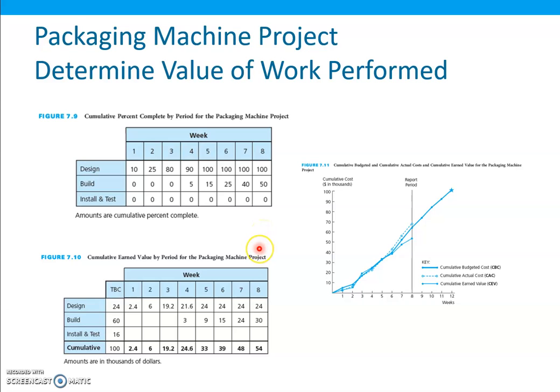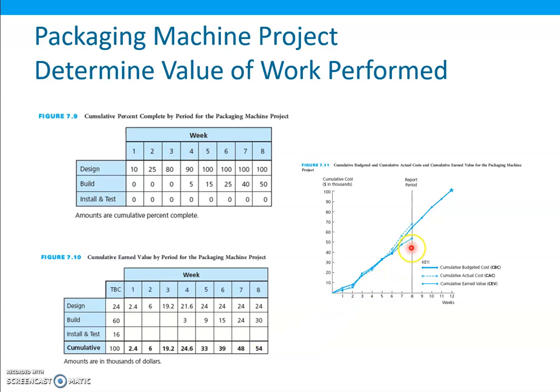And in this next figure, which depicts the cumulative earned value by period for the packaging machine, the total earned value is $54. For the design, the total earned value is 24, and for the build, the total earned value is 30, because 50% of the work was completed. Total work was 60, so 50% of 60 is 30, so the total for the project will be 54%.